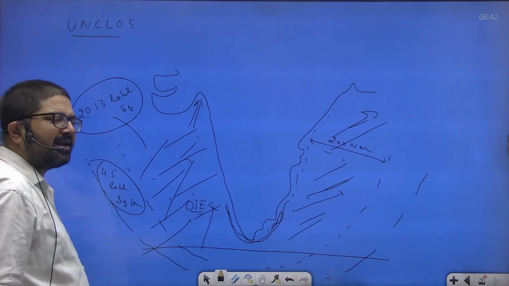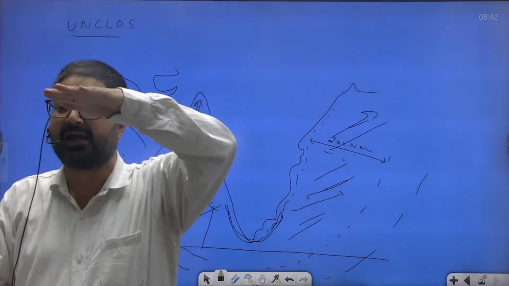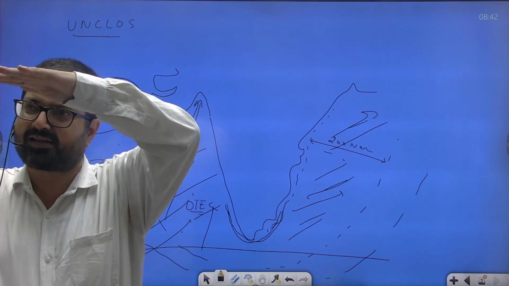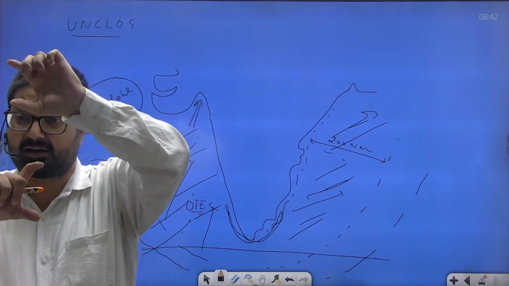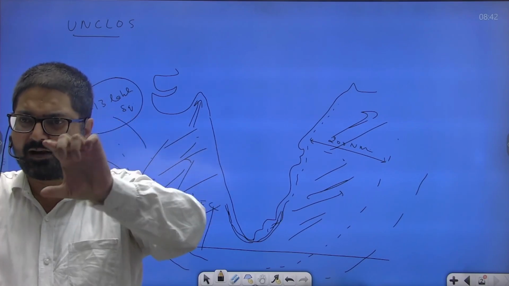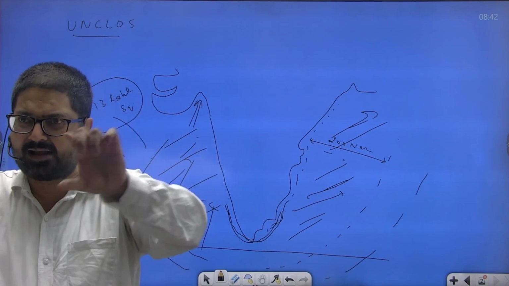When do we harness OTEC energy? When there is the upper layer, that is the epilimnion, I have discussed in the previous lecture, and the lower layer, the hypolimnion, and in between is the thermocline layer, where the rapid change in temperature takes place. Epilimnion, then thermocline, then hypolimnion.